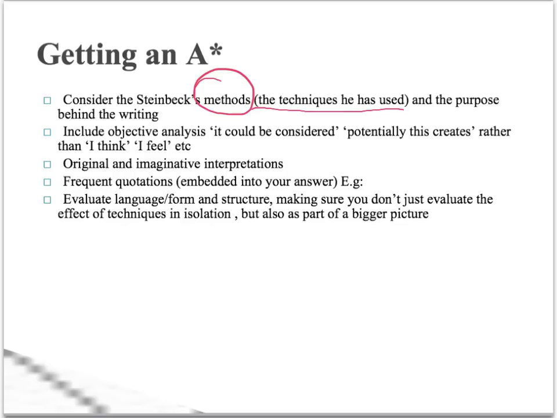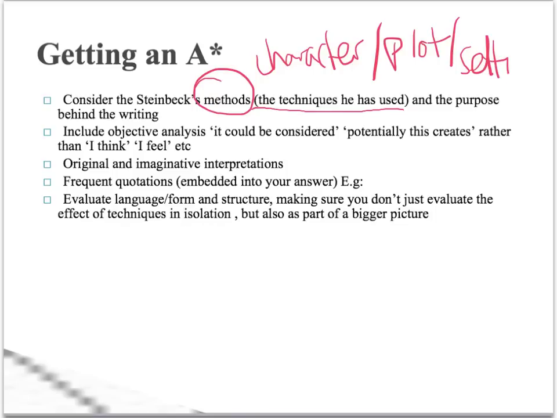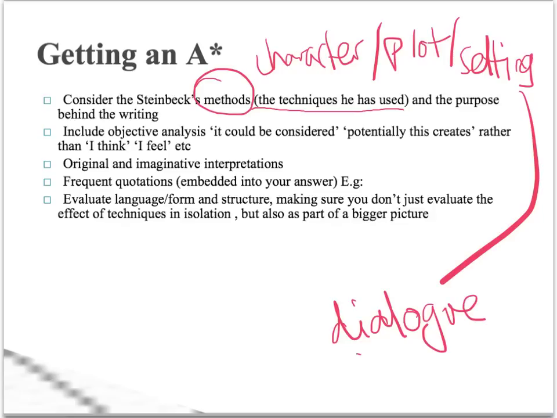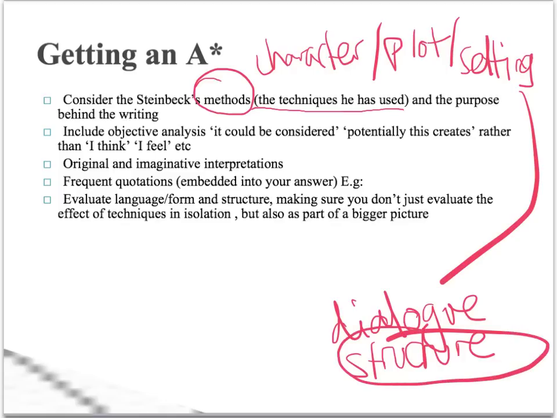So you can think about, well, what do we mean in a novel about techniques? Well, it can mean anything from use of character, use of plot, use of setting. It can also incorporate things like dialogue, and also things like the structure of it, where things happen. Just as an example of something structural, the cyclical structure of this novel: it begins and ends in the brush, doesn't it? That's a method, that's one of Steinbeck's techniques.